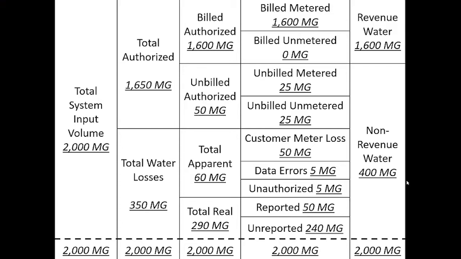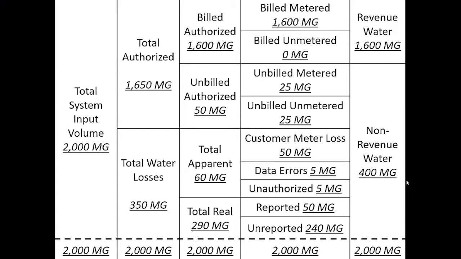And then the other type of water loss is total real losses. Now, this is the physical leaks occurring within the system. On our water loss audit worksheet, we have that broken out into 2 different types of real losses. We allow the utility to input how much volume of water they found and fixed within that given year that they're reporting for. And that would be your reported breaks and leaks, or reported losses. And then there's your unreported losses.